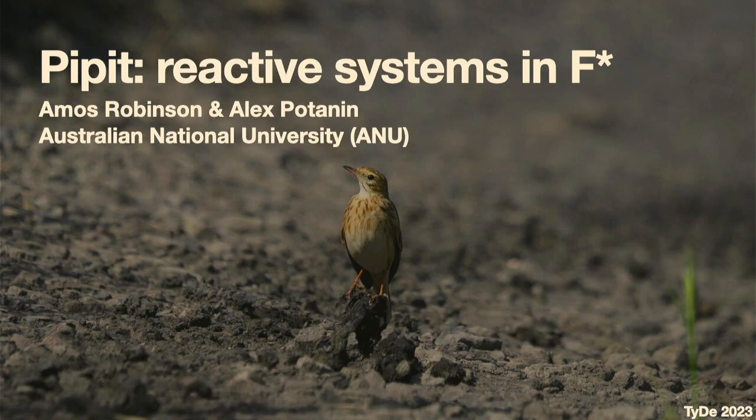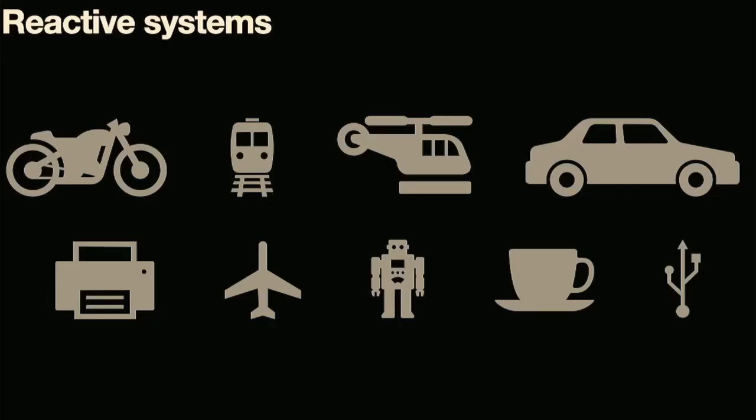So I'm going to talk about an embedded DSL I've been working on for specifying reactive systems in F-star. Reactive systems are computer systems that are in constant interaction with their environment. The classic example is a plane. A plane has flaps and it's got air, and the air changes and it's got to react to the environment.